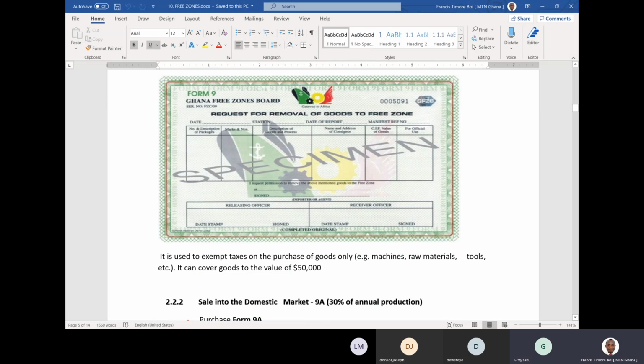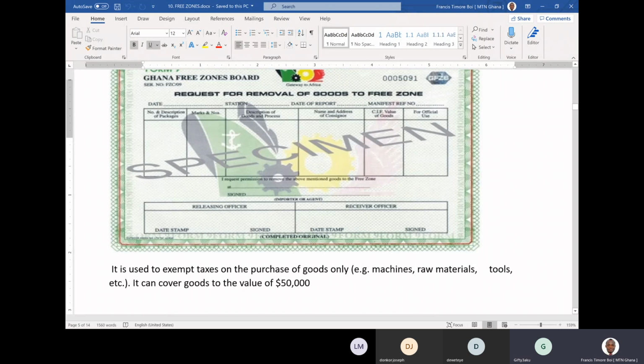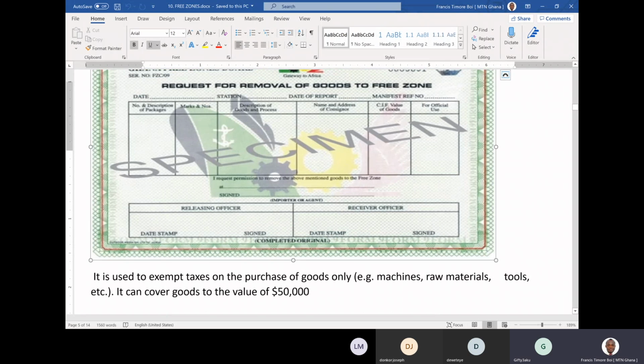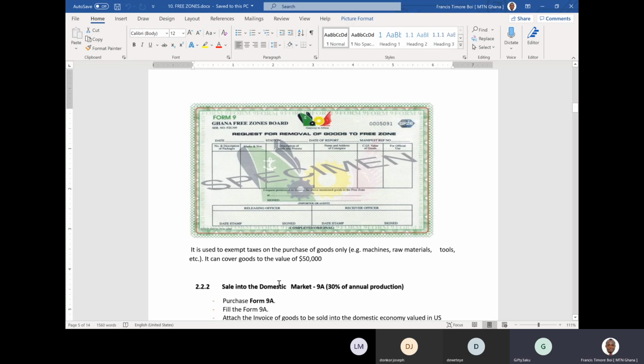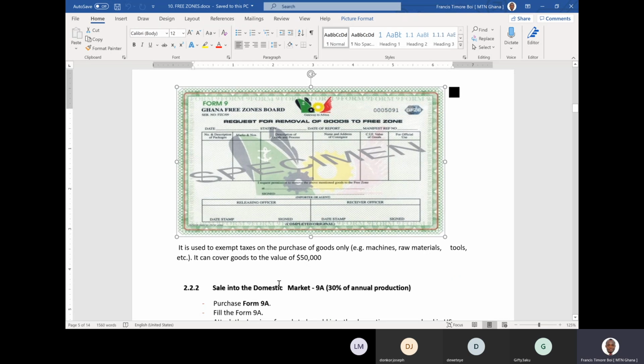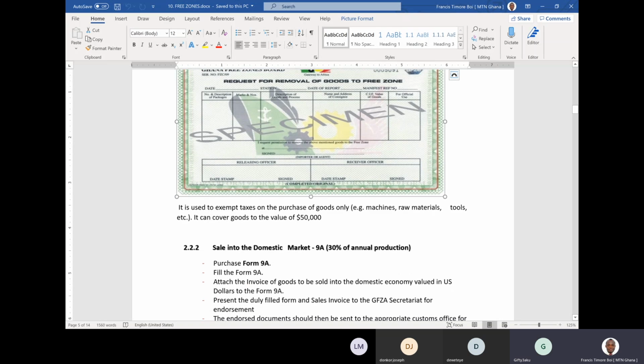You get it? Yeah. So Form 9 will tell you: Form 9, Ghana Free Zone. Then you have the serial number. Request for removal of goods to free zone. And this Form 9 can cover goods up to $50,000.